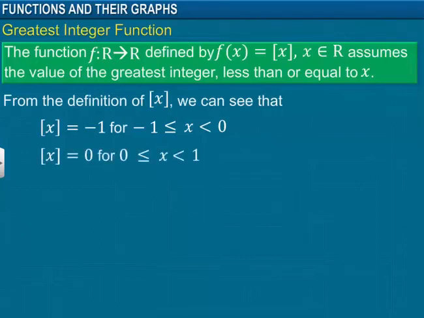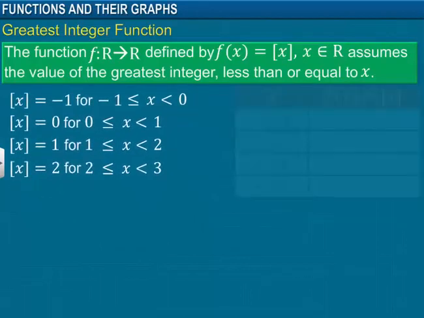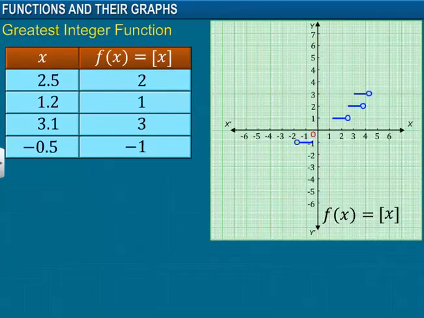The value is 0 if x is greater than or equal to 0 and less than 1. 1 if x is greater than or equal to 1 and less than 2. 2 if x is greater than or equal to 2 and less than 3. This implies f of 2.5 is equal to 2, and f of 1.2 is equal to 1, and so on. Hence, the graph of the greatest integer function is as shown.